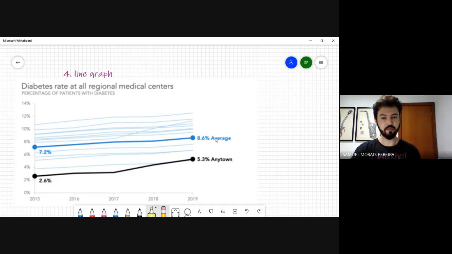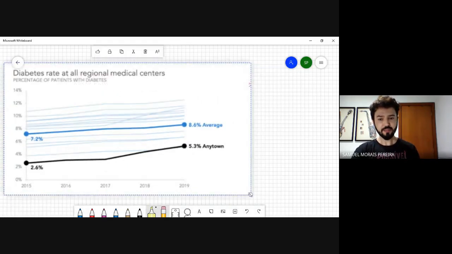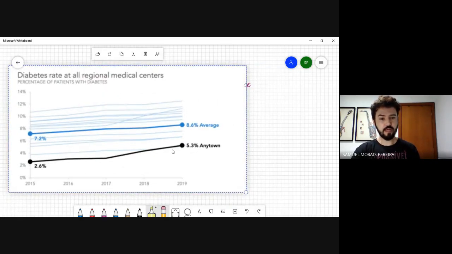You have here the average, showing the average involving all medical centers, and you have Any Town. Está comparando Any Town com todos os demais. Então, em média, foi isso aqui. Só que Any Town é um centro específico, a specific medical center. Any Town is the name of the medical center, okay? Está comparando o aumento de casos, tá vendo? Você consegue perceber de imediato that there was an increase. So the number of patients with diabetes increased, tá vendo?